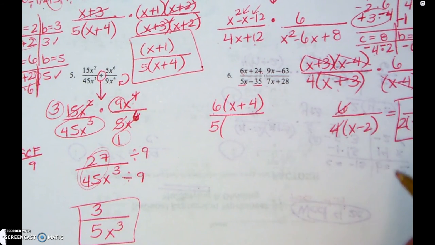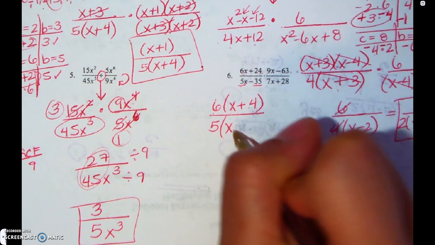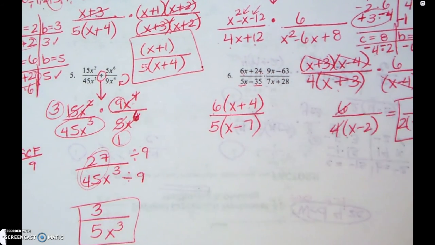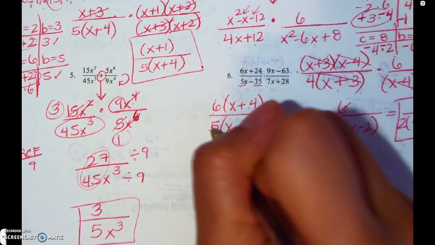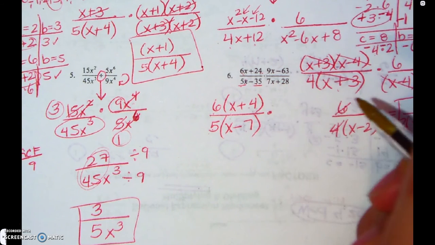Okay, let's look at the 5x and the negative 35. The common factor is 5. 5x divided by 5 is 1x. Negative 35 divided by 5 is negative 7. 5 times x is 5x. 5 times negative 7 is negative 35. So it's just another way of rewriting the same thing.